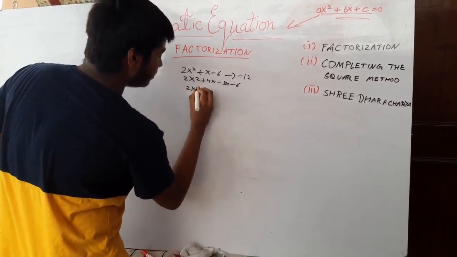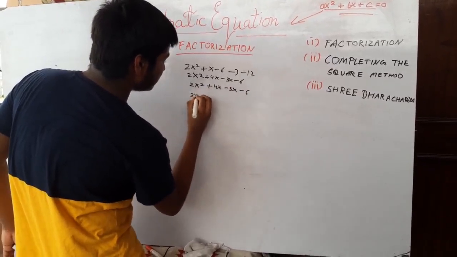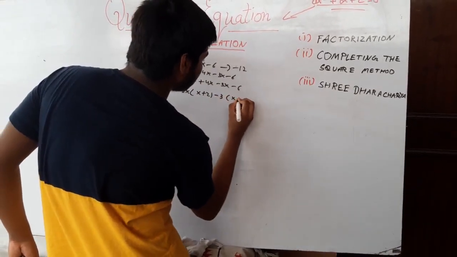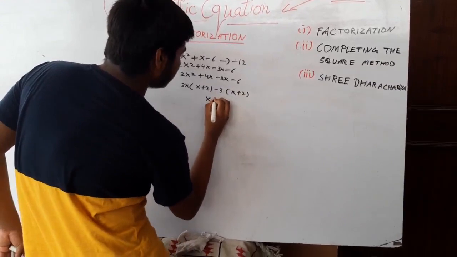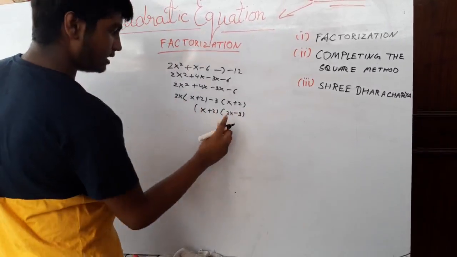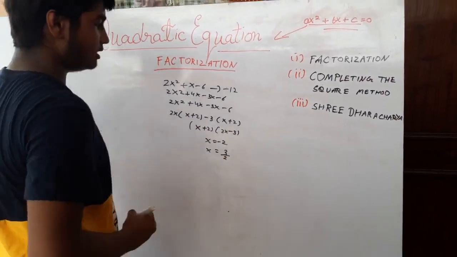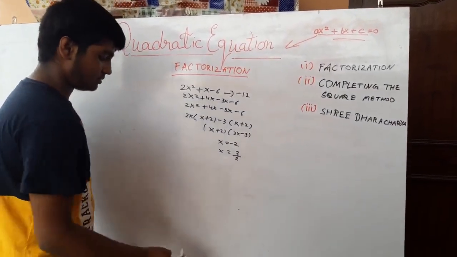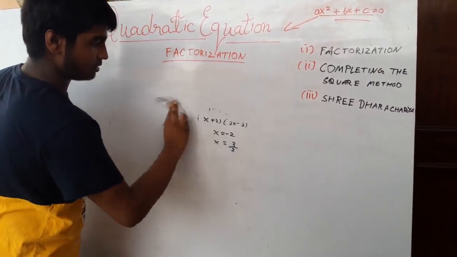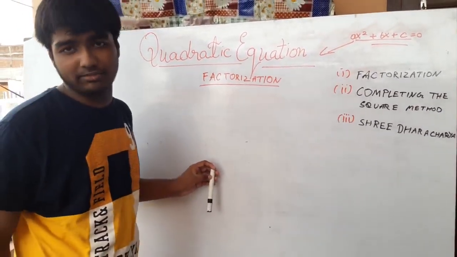So 2x² + 4x − 3x − 6. We will take 2x as common: 2x(x + 2). Here we will take 3 as common: −3(x + 2). So (x + 2)(2x − 3). One zero is minus 2 and the other one is 3 by 2. These are the two zeros. So that's for now. Meet you in the next part.